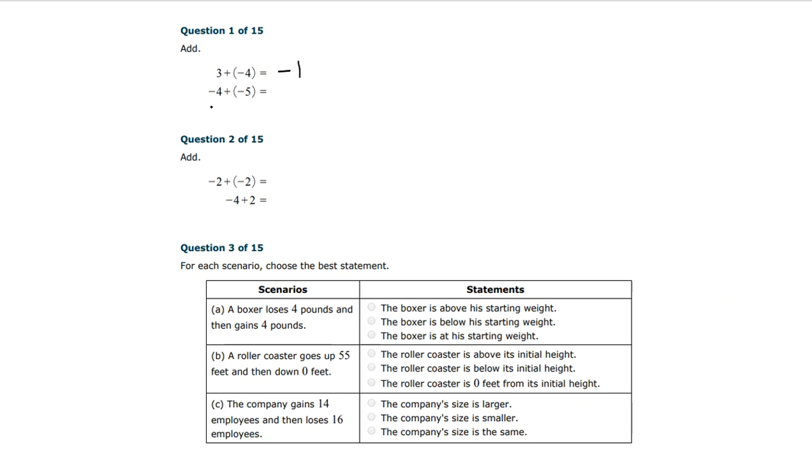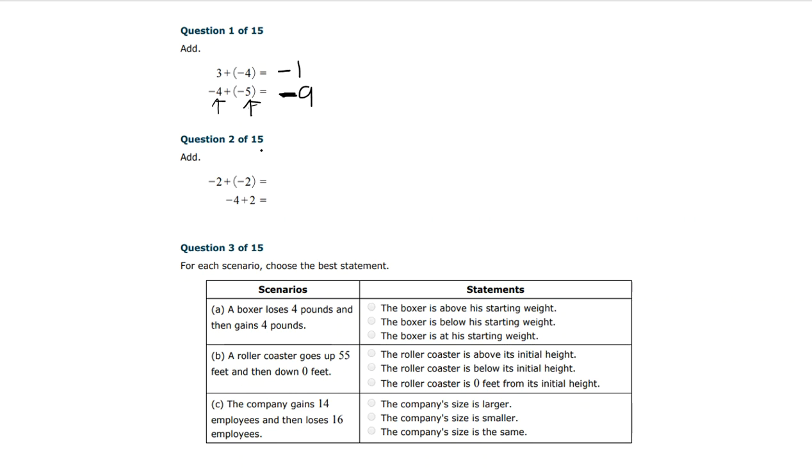Okay, the next one, we have a negative 4 and a negative 5. Both of these are negative integers. And anytime you're adding two negative integers together, you're always going to get a negative answer. Because if you owe money, and then you owe more money, obviously you're going to owe. To figure out how much you owe, you just add 4 and 5 together, and that would be 9.